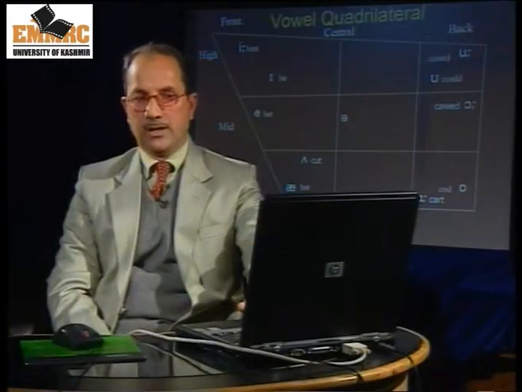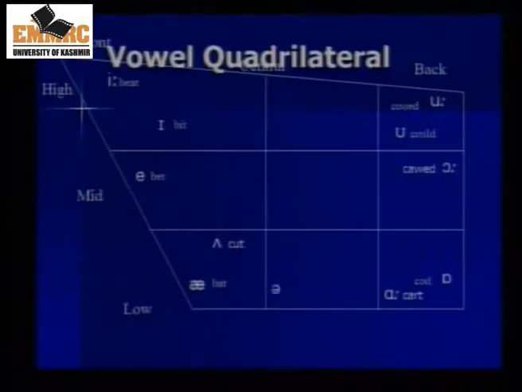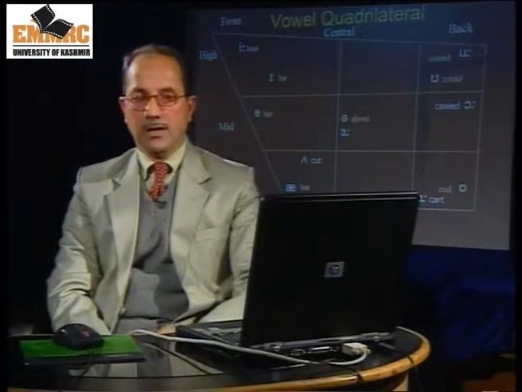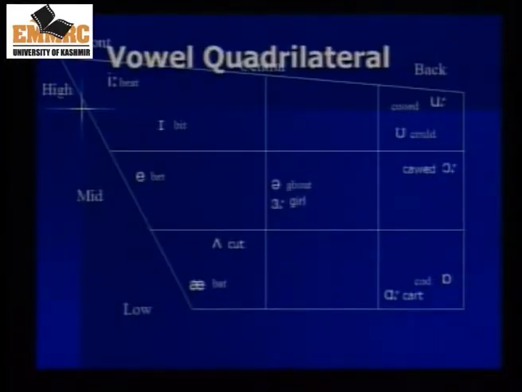English has central vowels also. The first one is very short, as in about, about. Its longer counterpart is as in girl. So if you compare the two, the first is very short, very weak and very short.